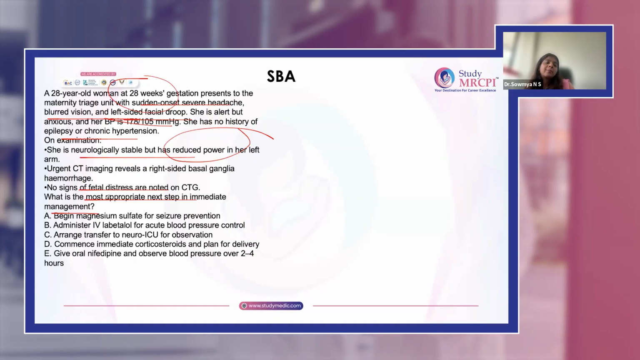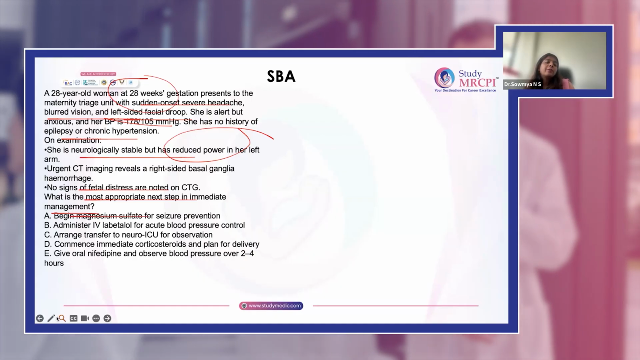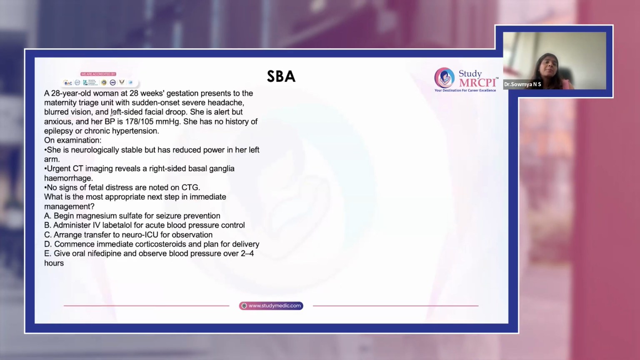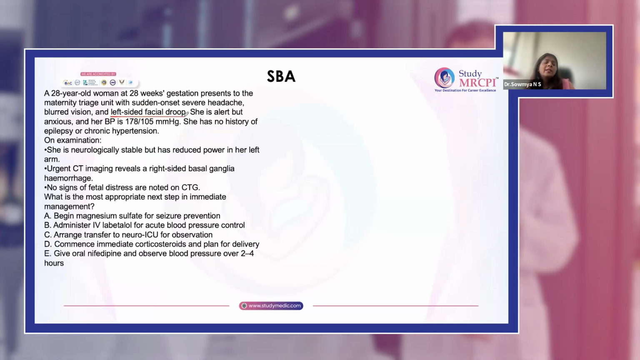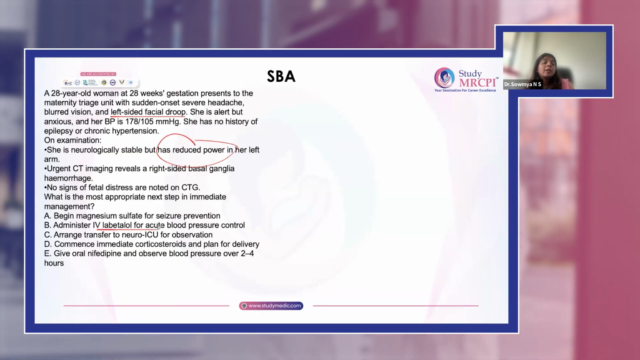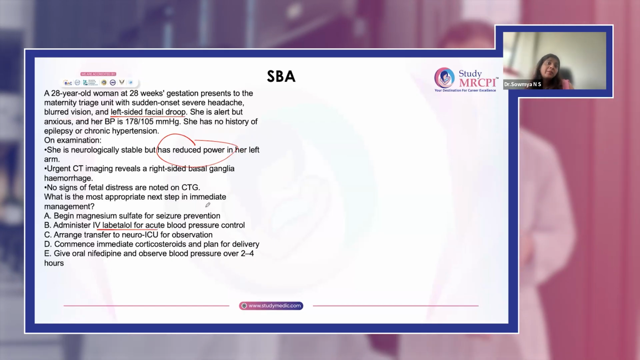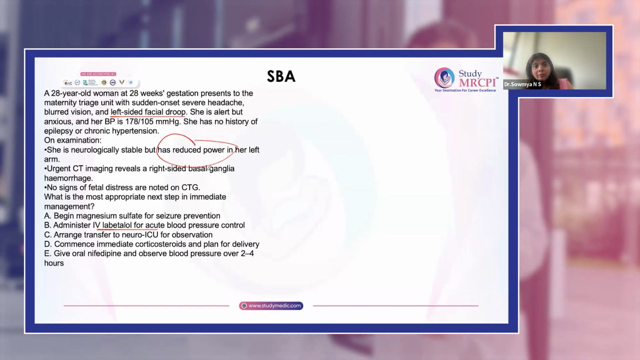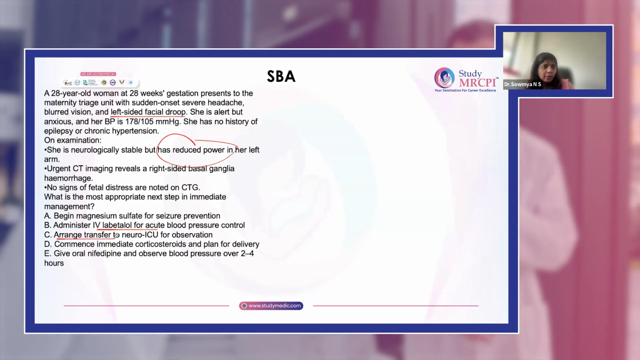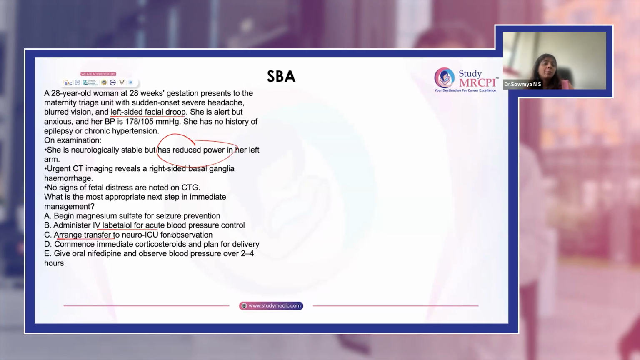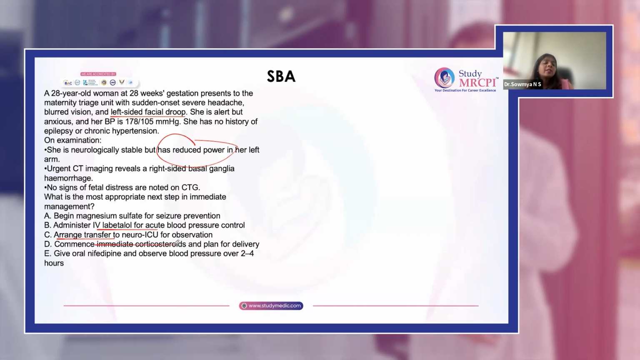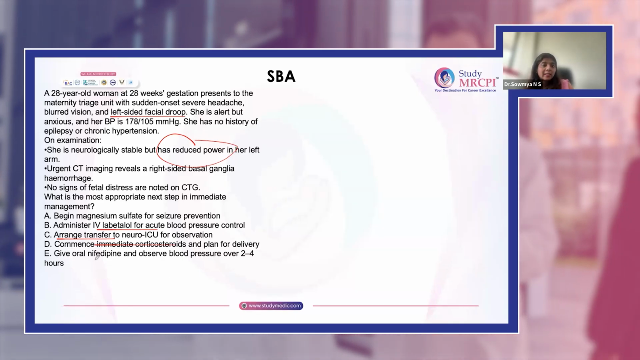Most appropriate next step. Begin magnesium sulfate for seizure prevention. Might not be appropriate here because I am unable to explain the left-sided facial droop as well as the reduced power in the left arm. IV labetalol for acute blood pressure control. It could be given. And remember, in asthmatics, you don't give IV labetalol, but that is not mentioned here. Arrange transfer to neuro ICU. You would still be doing that, but that is not the appropriate step as of now because I need to definitely treat her. Commence immediate steroids and plan for delivery. That is a secondary consideration.